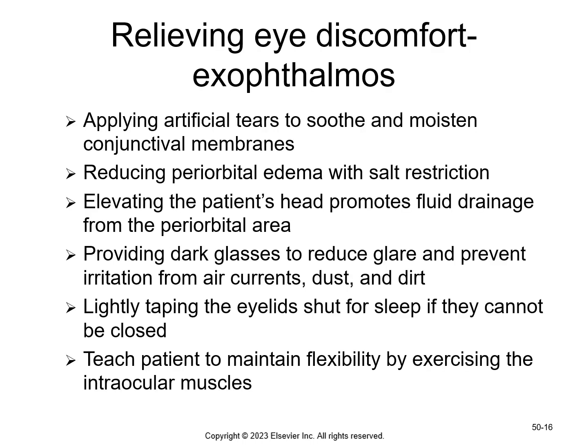Again, patients might have exophthalmos, which is protrusion of the eyeball. So nursing care is also focused on caring for that, like applying artificial tears to reduce the cracking of the conjunctival membrane, reducing periorbital edema by reducing salt, and elevating the head of the bed. You can provide them with dark glasses, lightly taping the eyelids to help shut them during sleep. Teach the patient to maintain flexibility by doing intraocular muscle exercises, which could also help strengthen the muscles. So those are some of the management for caring for the discomfort with the eyes.